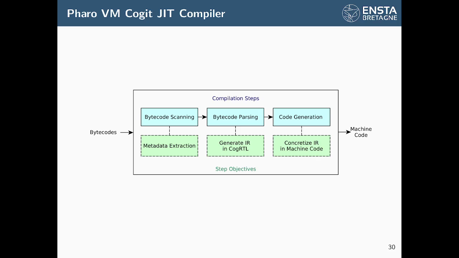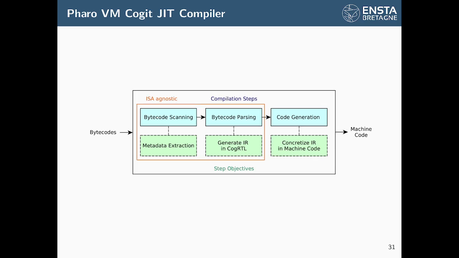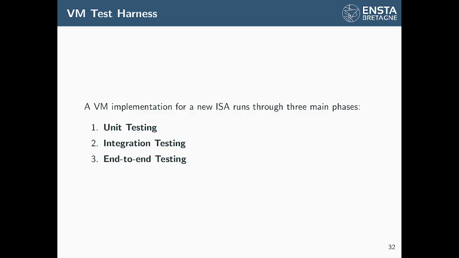So what's interesting about these compilation steps is that all of the first blocks are ISA agnostic. So this means that this would be the same for ARM v8, for MIPS, or for RISC-V. So this is a lot of things that basically I don't have to do. And this is what was interesting.